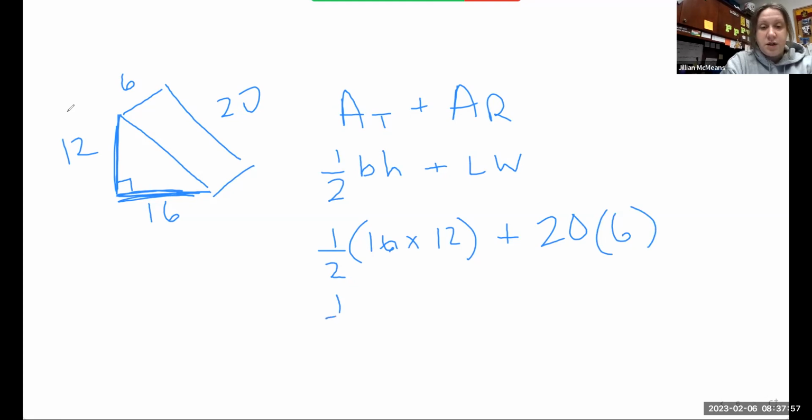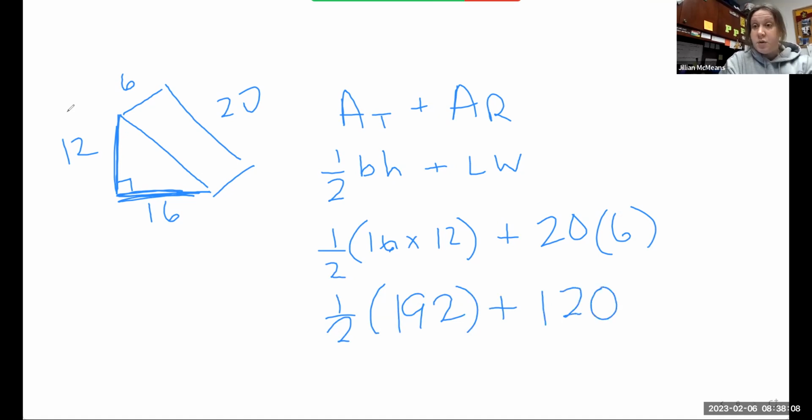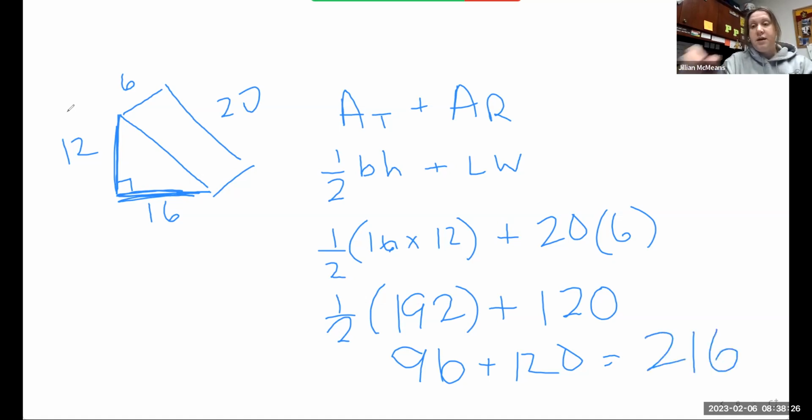Okay, so we're going to get 1/2 times 16 times 12. I don't know off the top of my head what that is. It's 192. 20 times 6 is 120. So half of 192 is 96, plus 120. When we take 96 plus 120, we get what, 216? I should probably double check that. 216. All right, so that's how you would solve this one.